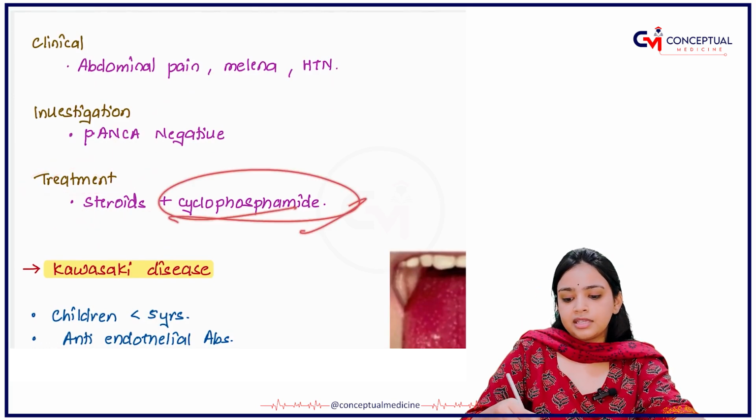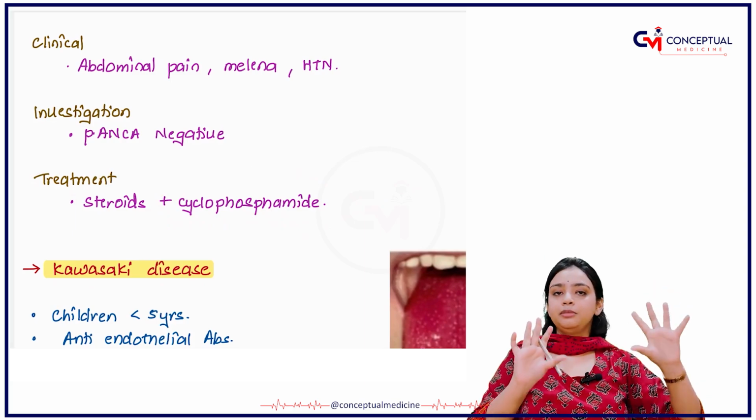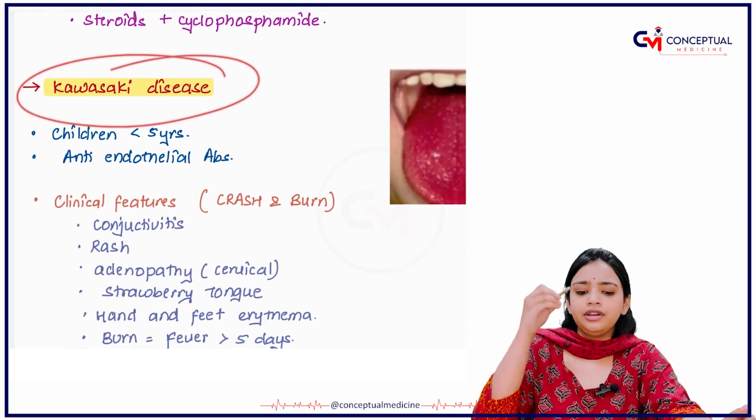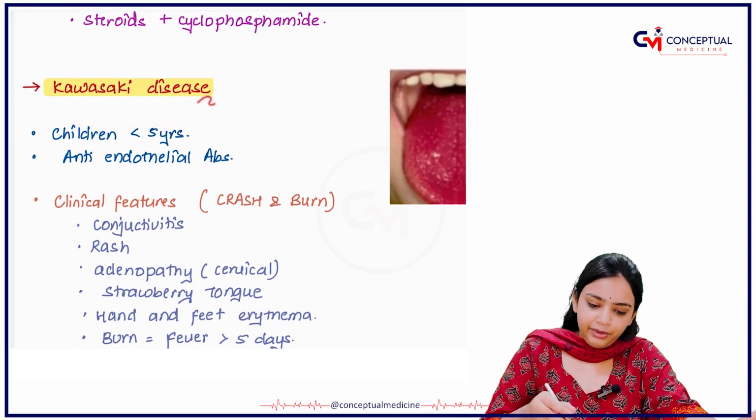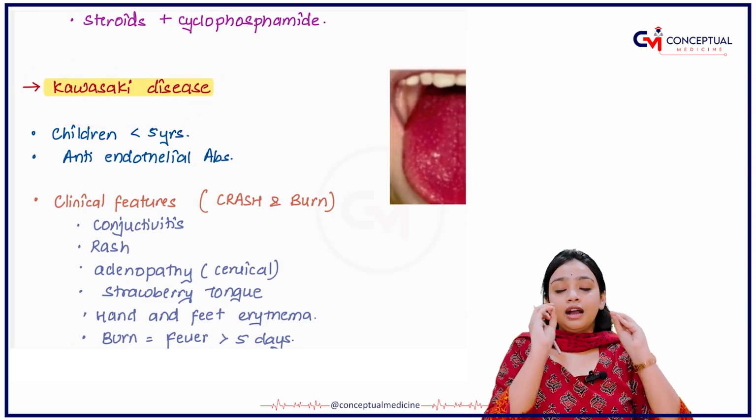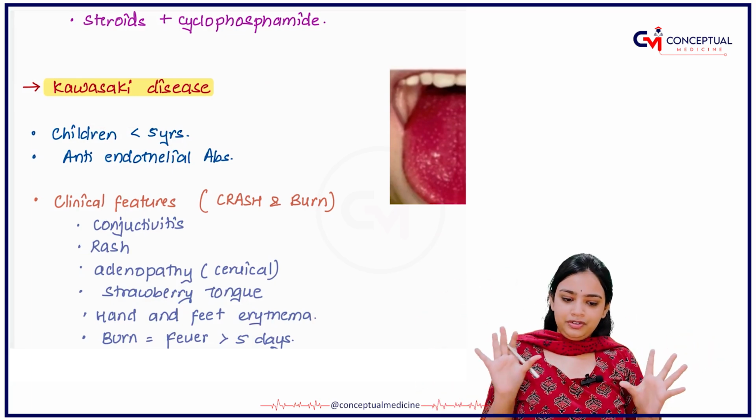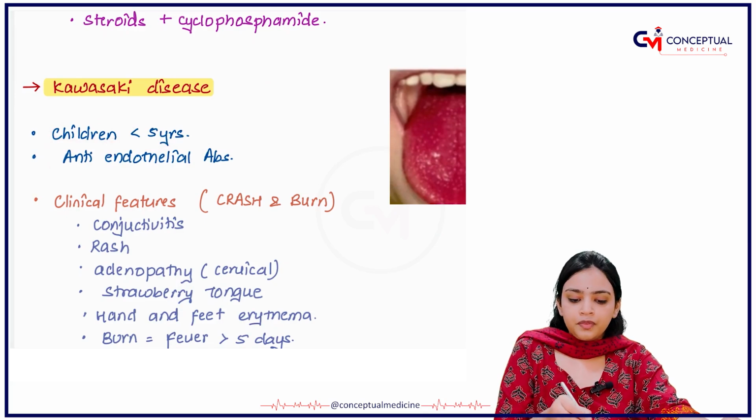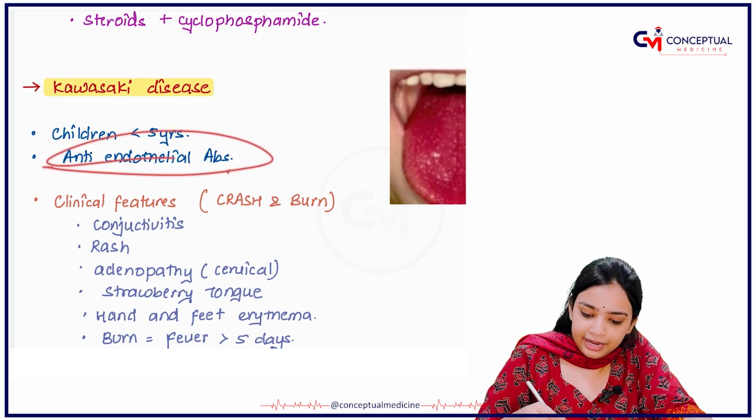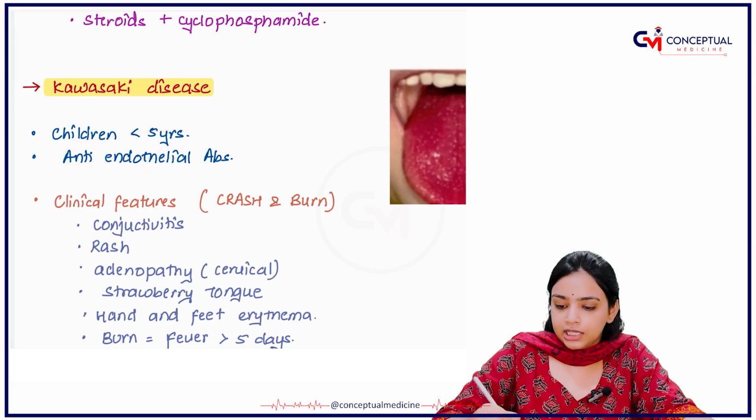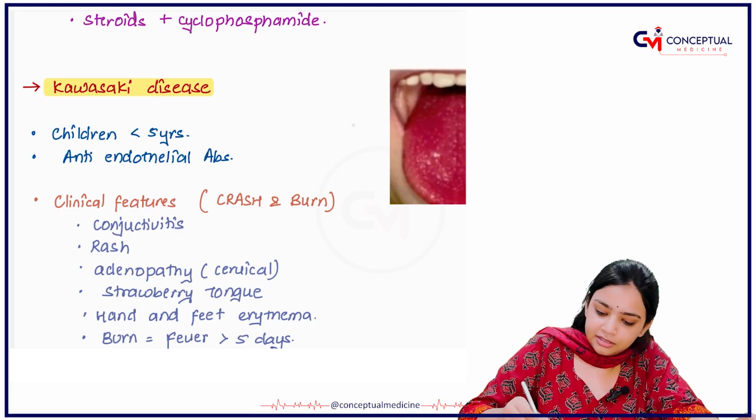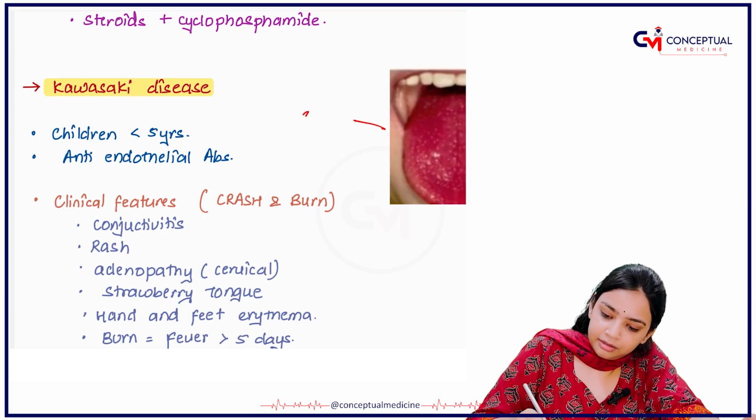Second thing is cyclophosphamide, if you are able to remember that. Next, a very favorite disease of children. You have Kawasaki disease, okay? Kawasaki disease equals children. So it is seen in children who are less than 5 years of age. And it has anti-endothelial antibodies. See this tongue, strawberry tongue. What do we call it? A strawberry tongue.